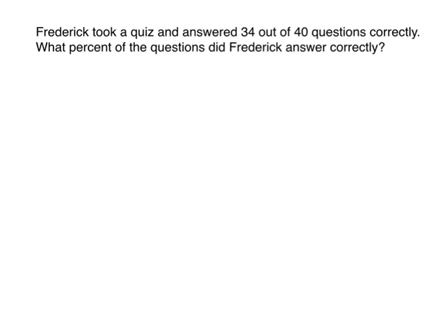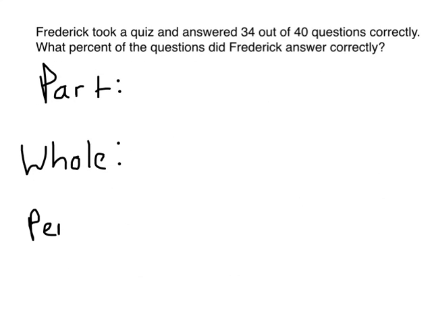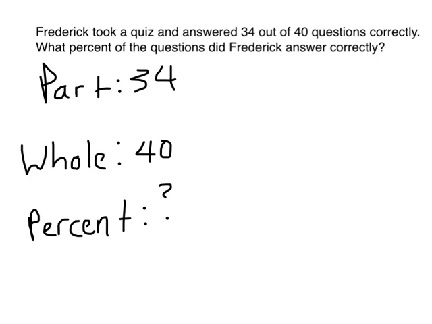Let's solve another one. Frederick took a quiz and answered 34 out of 40 questions correctly. What percent of the questions did Frederick answer correctly? Start by identifying the part, the whole, and the percent. Which of these answer choices correctly identifies the part, the whole, and the percent? The part is 34. That's the number of questions Frederick answered correctly. The whole is 40. That's the total number of questions on the quiz. And the percent is unknown. That's what we're going to be solving for.